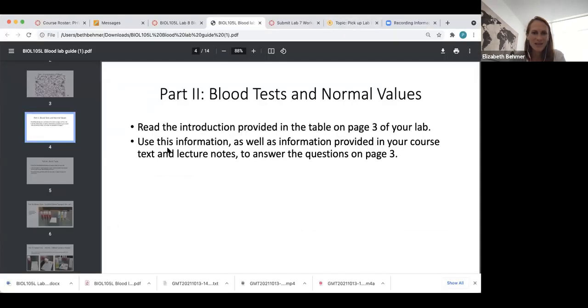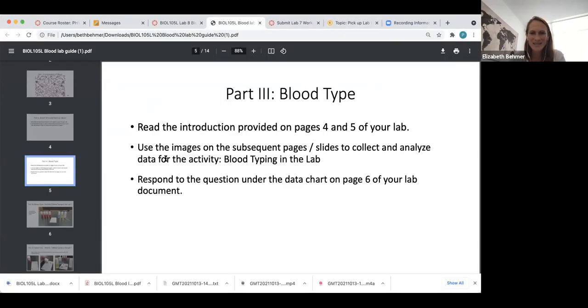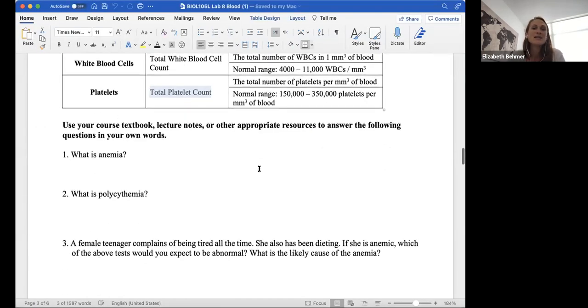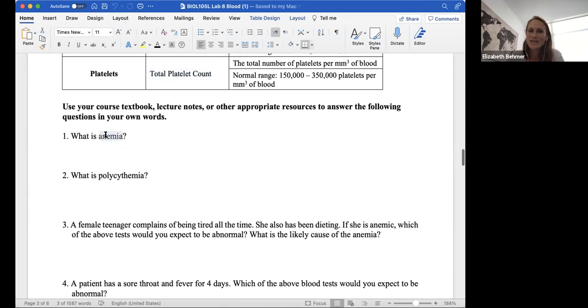In terms of this activity, I think it uses this information as well as the information from your text to answer the questions on page 3. So we'll go back to that. So here are some questions. What is anemia? Polycythemia? Poly means many. So I'll let you guys research those a little bit on your own. They're different disorders with blood.